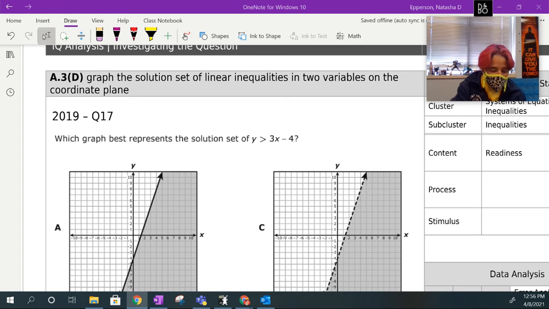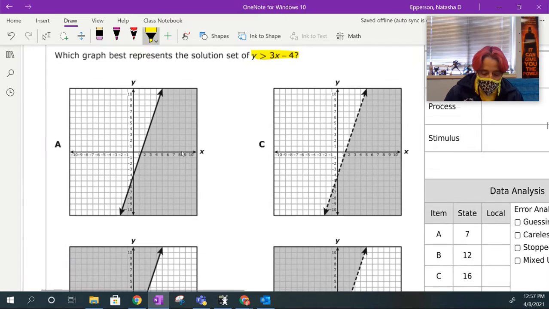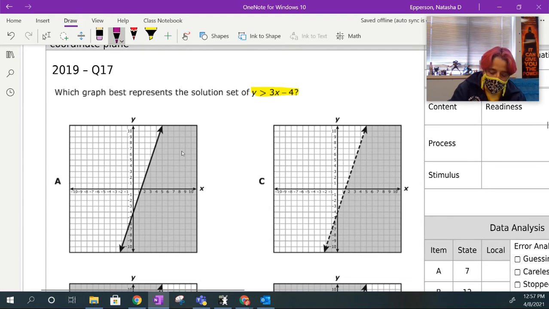All right, so we're going to be going over the TEAC 3D, which is graphing the set of linear inequalities in two variables on the coordinate plane. So I'm given this linear inequality, y greater than 3x minus 4. The first thing I'm going to do is look at my symbol, which is a greater than symbol, not an equal to symbol. Since there's no line underneath, I know my line should be dotted.